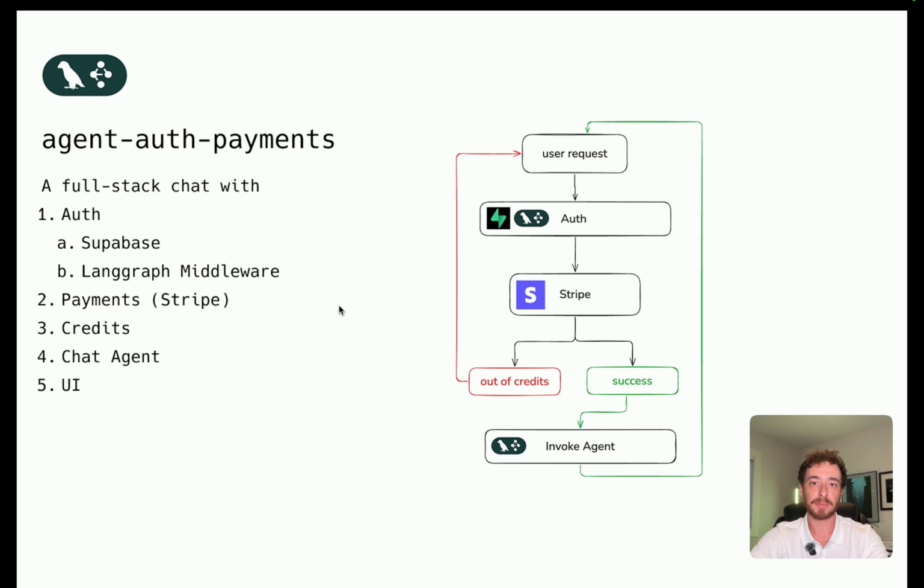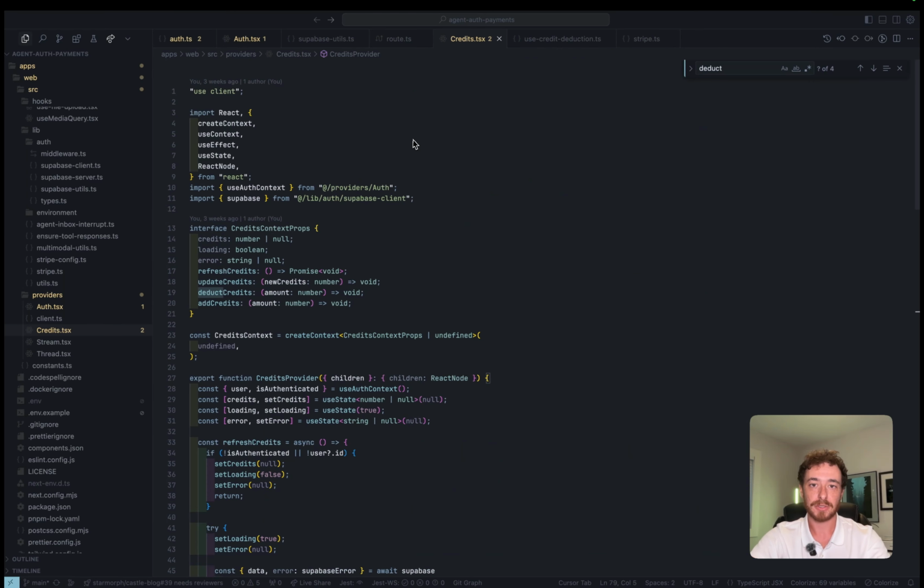Now let's take a look at how we implemented the credits infrastructure in this app. So starting off, we'll take a look at our credits provider, and similar to our auth provider, this is going to wrap our entire application and allow us to track the state of credits throughout our app on the client side. So we have an interface here that describes the provider, and you can see we have a few utility functions here for key events such as refreshing, updating, adding, and removing credits.